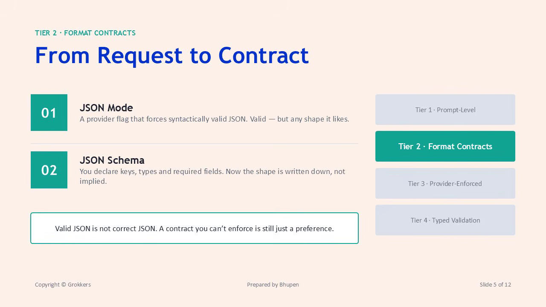And that's the catch worth sitting with. A schema you can't enforce is still just a strongly worded preference. And valid JSON is not the same thing as correct JSON. If your system can tolerate the occasional wrong field, this tier is a fine place to stop. If it can't, keep going.